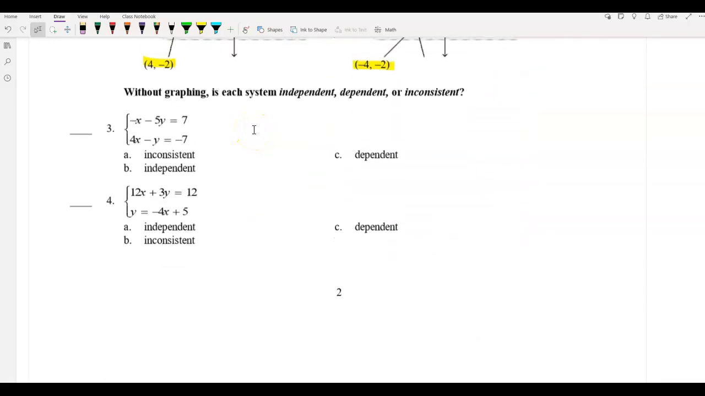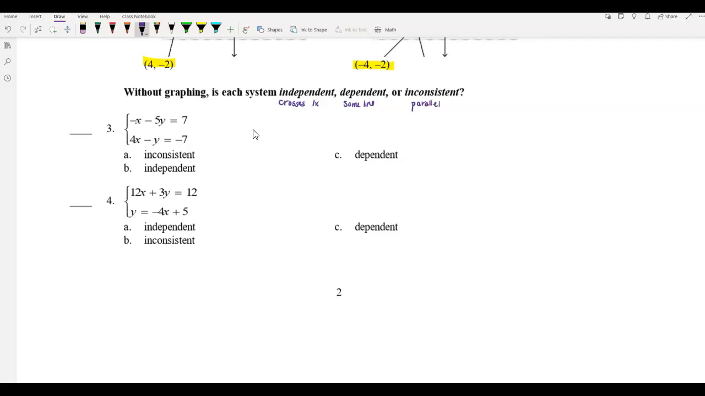All right, so now it says without graphing, is each system independent, dependent, or inconsistent? So independent says it crosses once. Dependent says it's the same line. Nope, sorry, same line. And inconsistent is parallel lines.